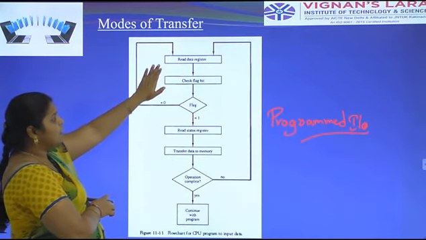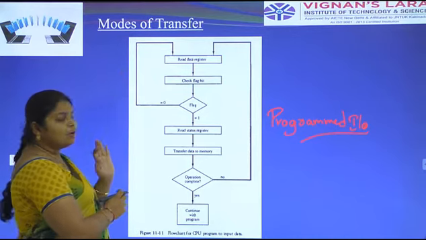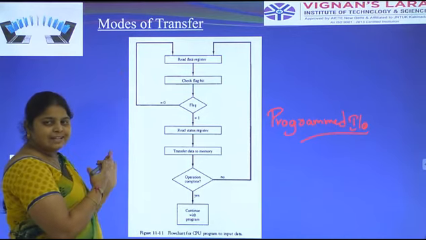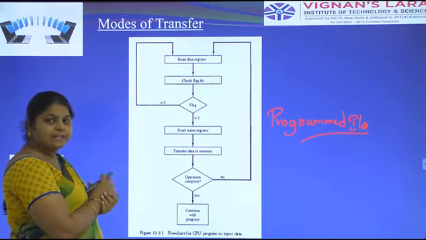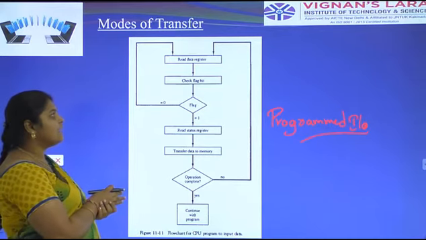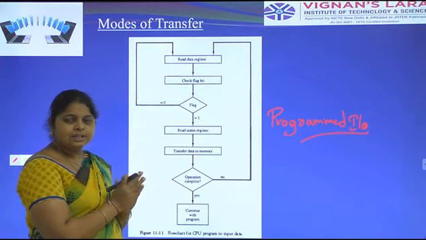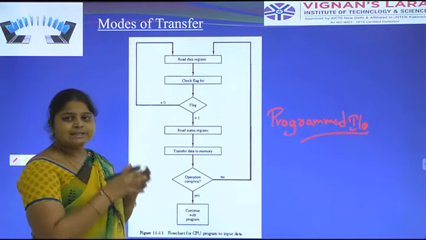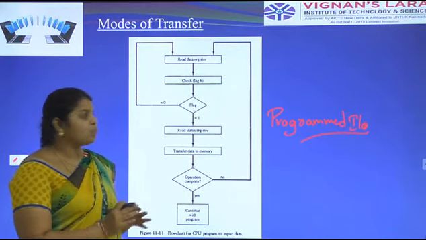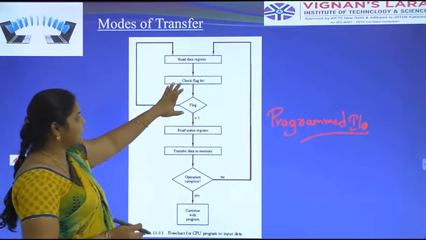Here, first of all, read the data register. In the information transfer from the data register, the interface consists of a data register. Initially we have some data. Read the data register. Initially the data register contains some instructions or some program. That is transferred to the check flag.